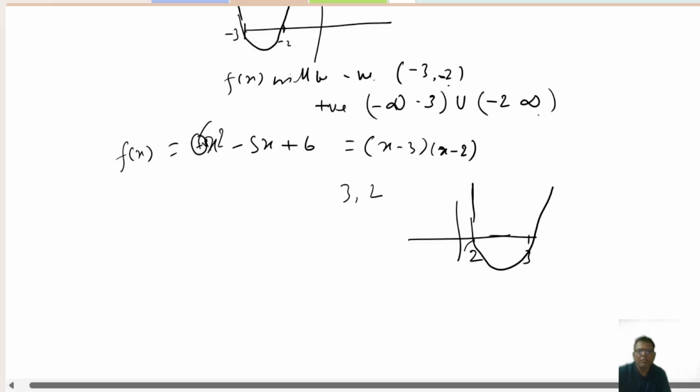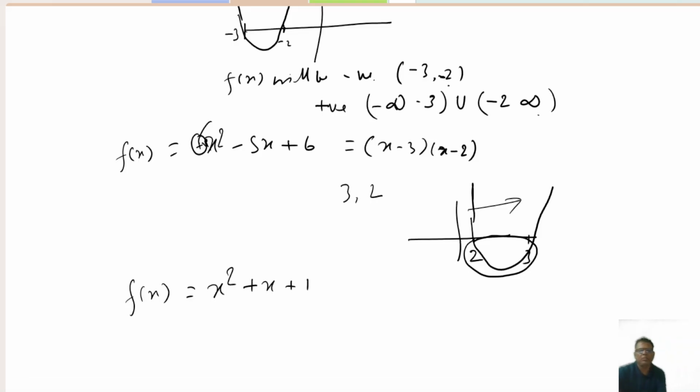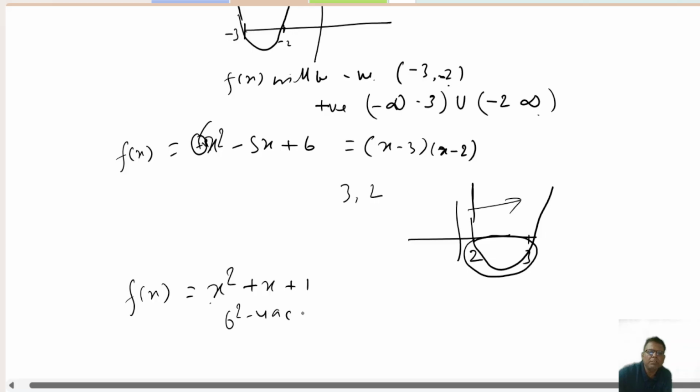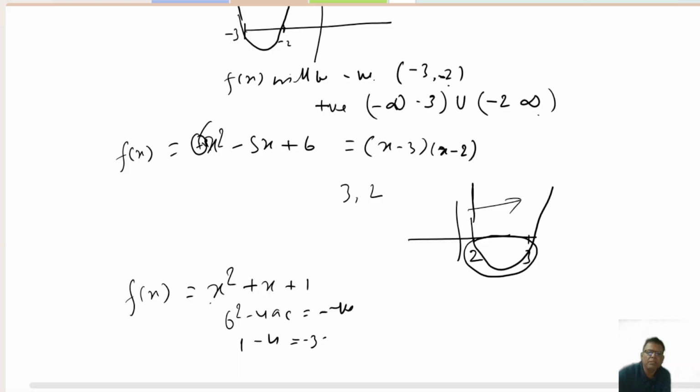So f(x) will be negative up to 2, 3 and will be positive. Suppose we have a function f(x) = x square plus x plus 1. Here you cannot factorize. Why? Because b square minus 4ac is negative: 1 minus 4 into 1 into 1, that is minus 3. So you cannot factorize.